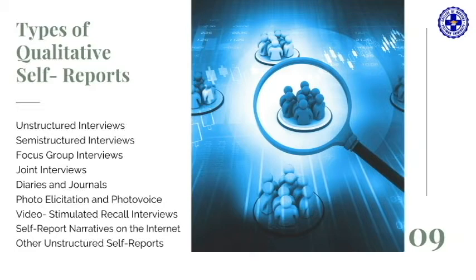Another type of qualitative self-report is photo elicitation and photo voice. Photo elicitation involves an interview stimulated and guided by photographic images. This procedure, most often used in ethnographies, is a method that can break down barriers between researchers and study participants and also promote a collaborative discussion.